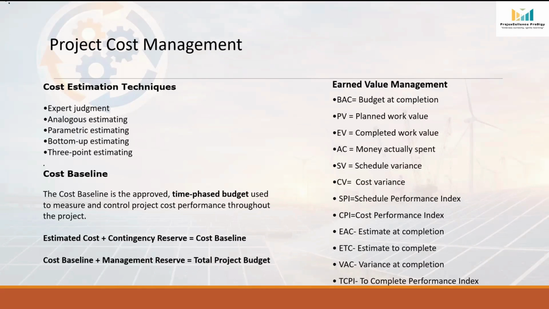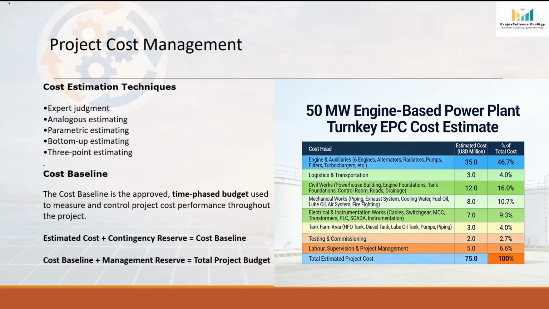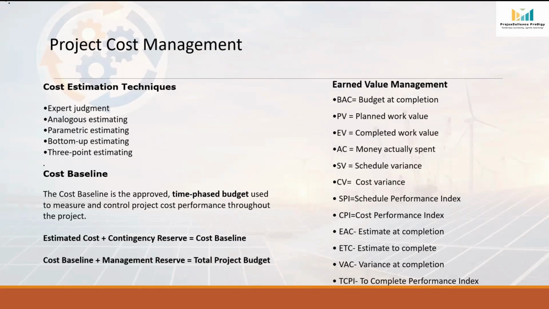Once every activity has been estimated, all these individual estimates are added together to determine the total project cost. Since every work package is analyzed in detail, bottom-up estimating usually provides the highest level of accuracy. We have already discussed bottom-up estimating in the last slide when we estimated cost for the 50 megawatt power plant installation project. The fifth technique is three-point estimating.